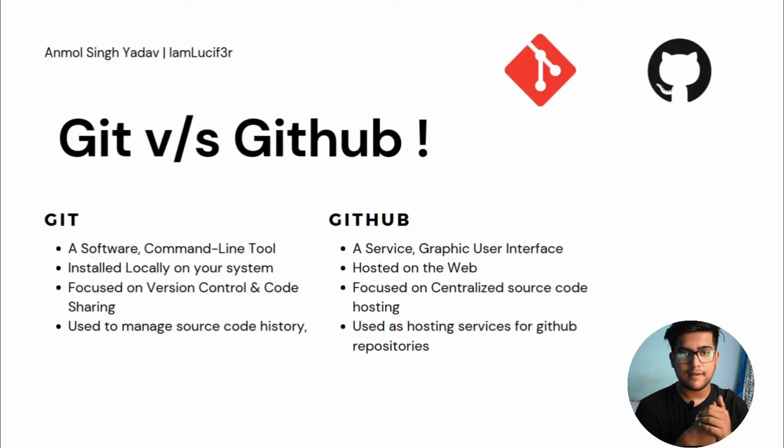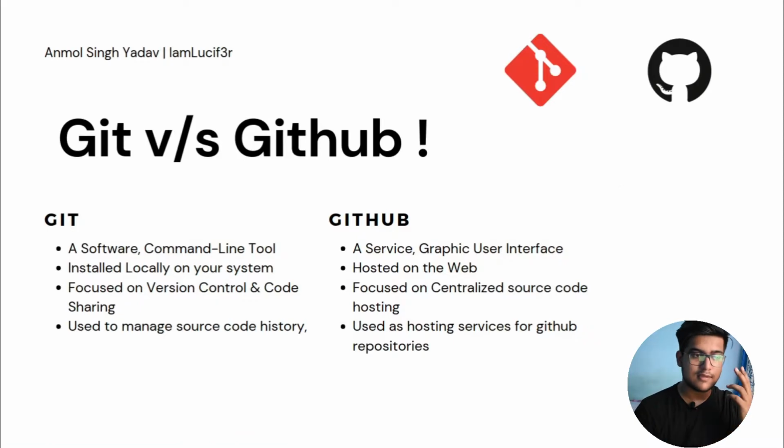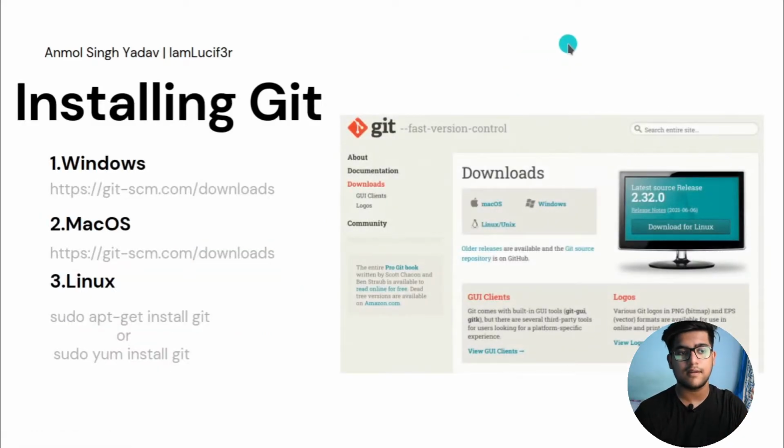And now we're talking about GitHub. GitHub is a service that is available to you as a graphical user interface. It is hosted on the web and it is more focused on centralized source code hosting. So you can use GitHub as hosting for repositories. You can view your projects and you can host some projects like a web page, and if you are making some AngularJS projects and all, you can host them on your GitHub account.